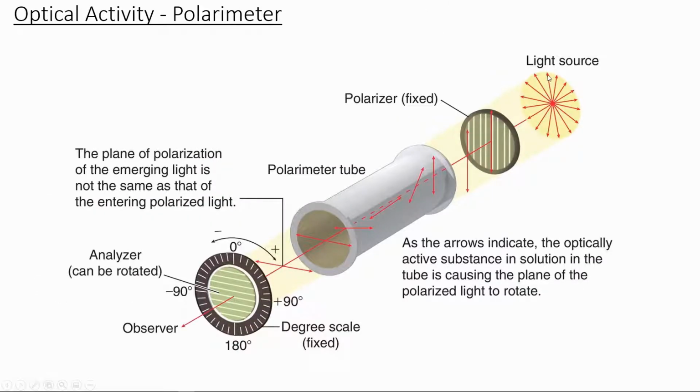So if you look here, we have a light source, and we have a polarizer, and then a tube. And if we fill the tube with the molecules, as the light shines through from the source, it's going to all orient in one direction using the polarizer. And as it passes through the molecules, they will rotate the direction that the light is traveling. So the emerging light is not going to be the same as the light before it entered the polarimeter tube. And depending on the direction that the light changes, we can learn some information about the enantiomer.